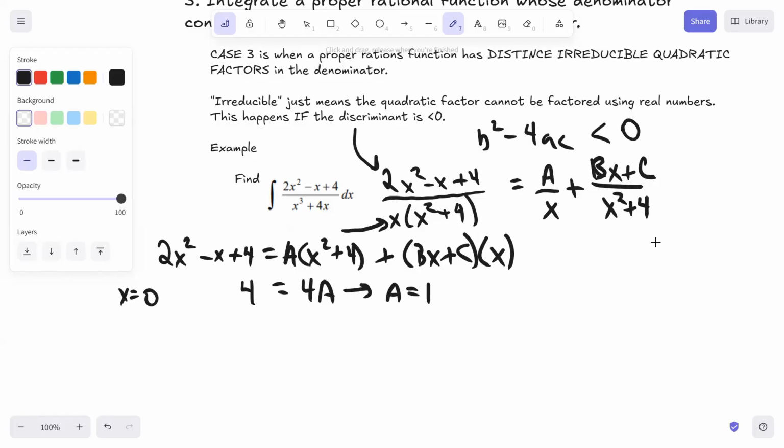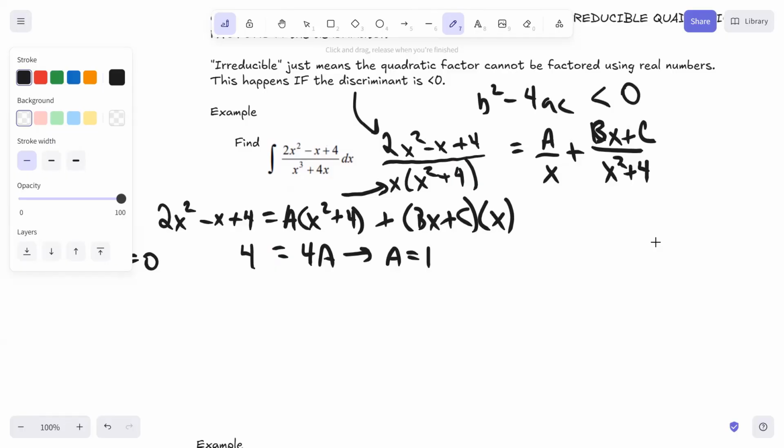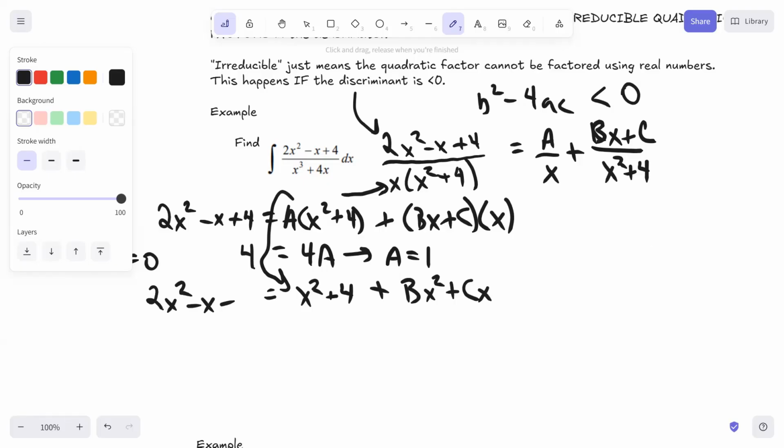Now, at this point, there are no other strategic values that are going to cancel anything, and it could get a little bit confusing trying to pick other values. Another technique that you can use here is, if you have the value of A, we can plug that in. So that means this would be x squared plus 4. I'm working with this one. And then if I FOIL or distribute, I would have Bx squared plus Cx. That's got to be equal to 2x squared minus x plus 4.